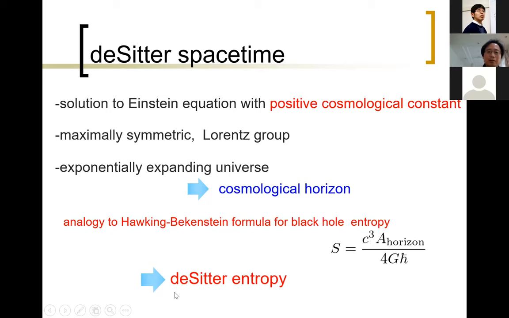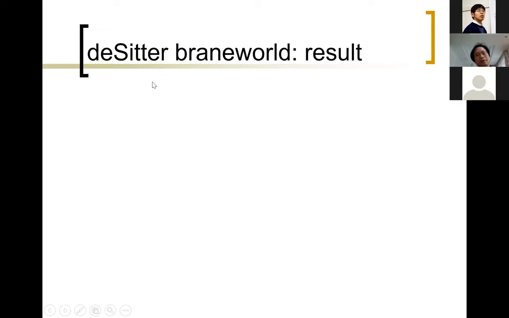We are often interested in the de Sitter entropy. A little bit subtle, but according to Gibbons and Hawking, they proposed the de Sitter entropy based on the Euclidean path integral and so on. So in this talk, I will focus on the de Sitter braneworld. Before discussing the details, I will tell you the result.